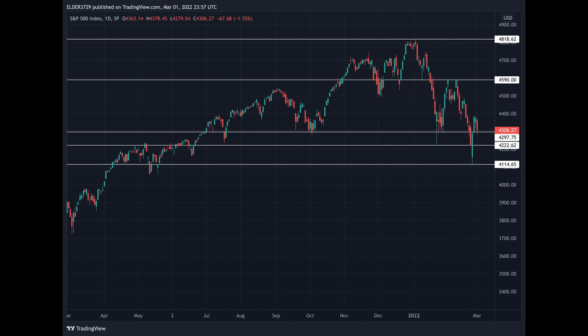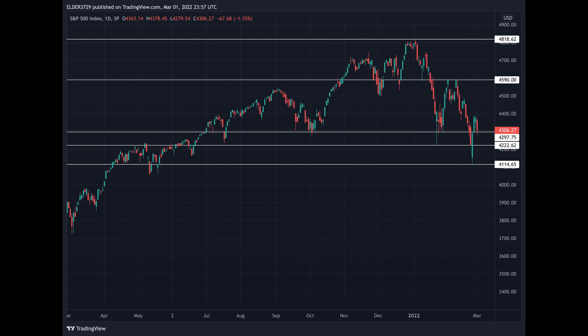This chart represents the daily price action for the S&P 500 index over a year's time span. These red and green bars, known as candlesticks, represent the specific price action for a given day. A red candle means that the market was down for that day, and a green candle means that the market is up for that day.